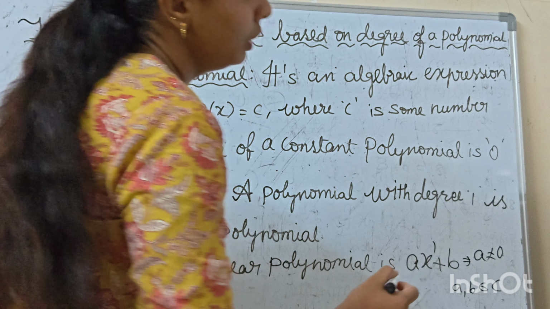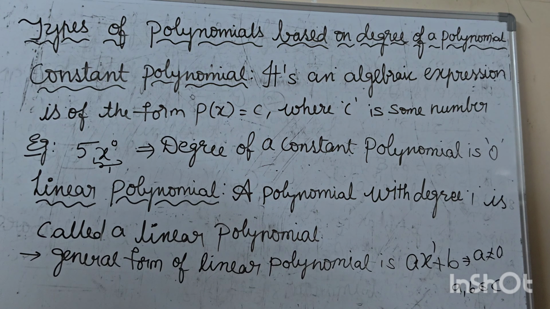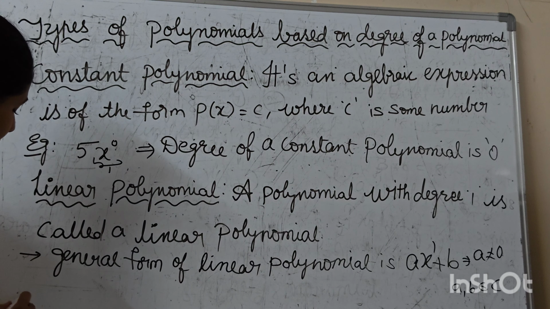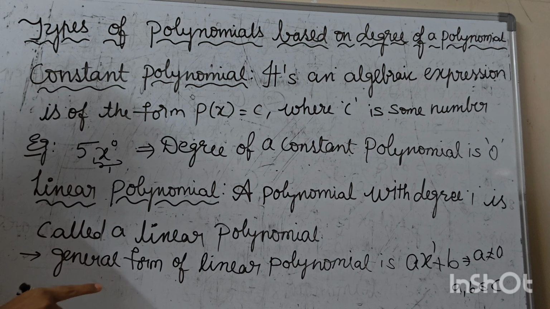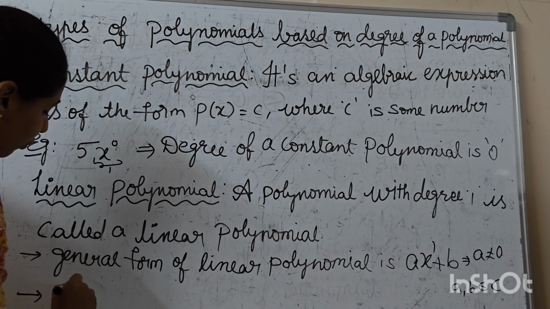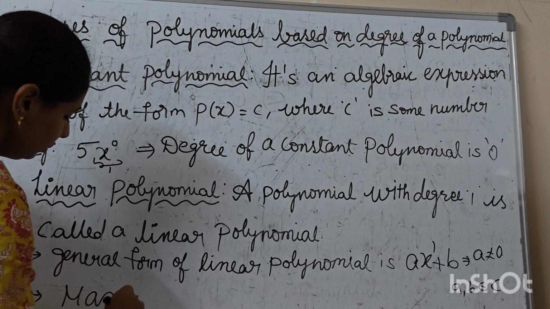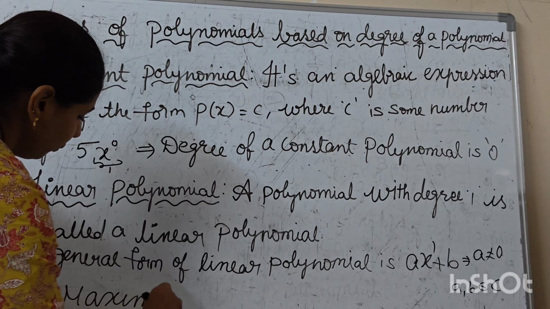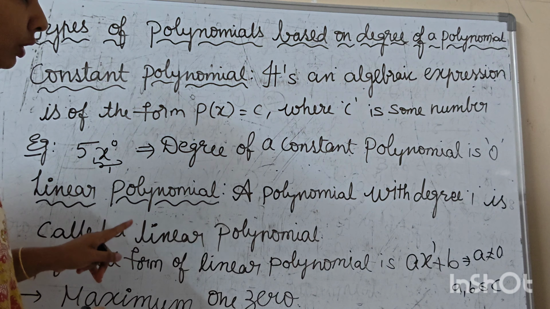A and b are what type of numbers? Complex numbers. And here we will get a maximum of 1 zero. Number of zeros here is maximum 1. Hope you understand what a linear polynomial is.